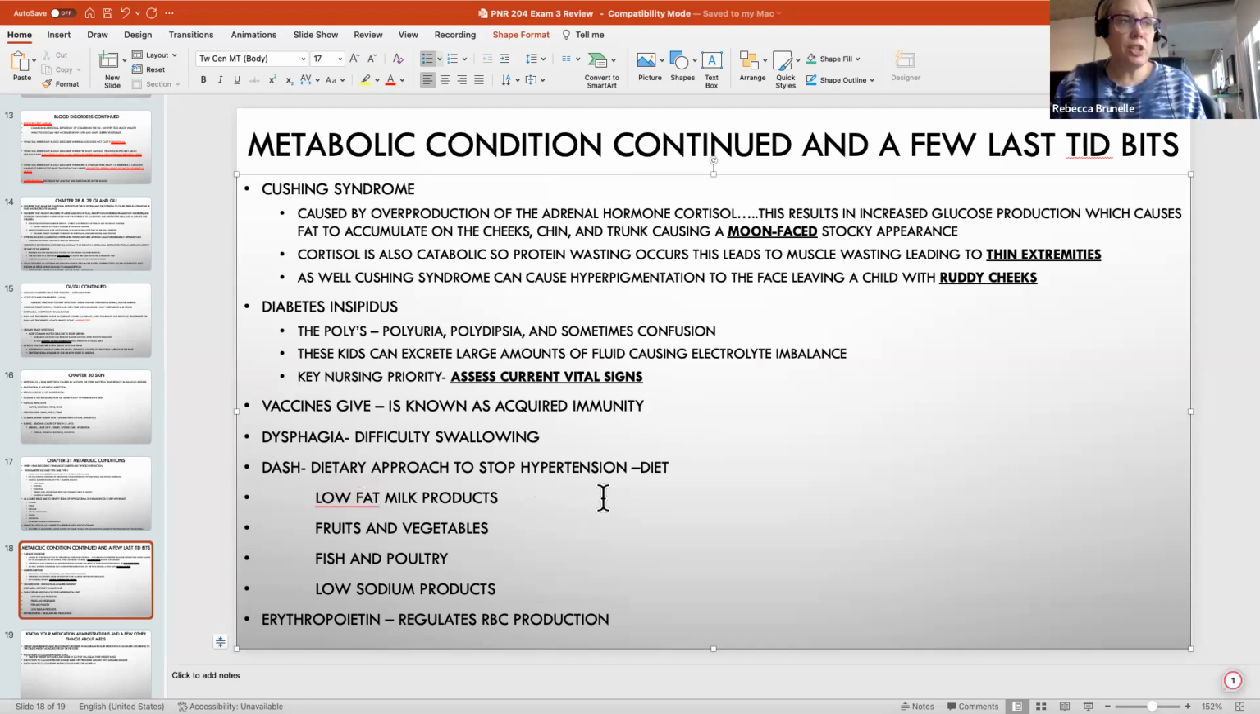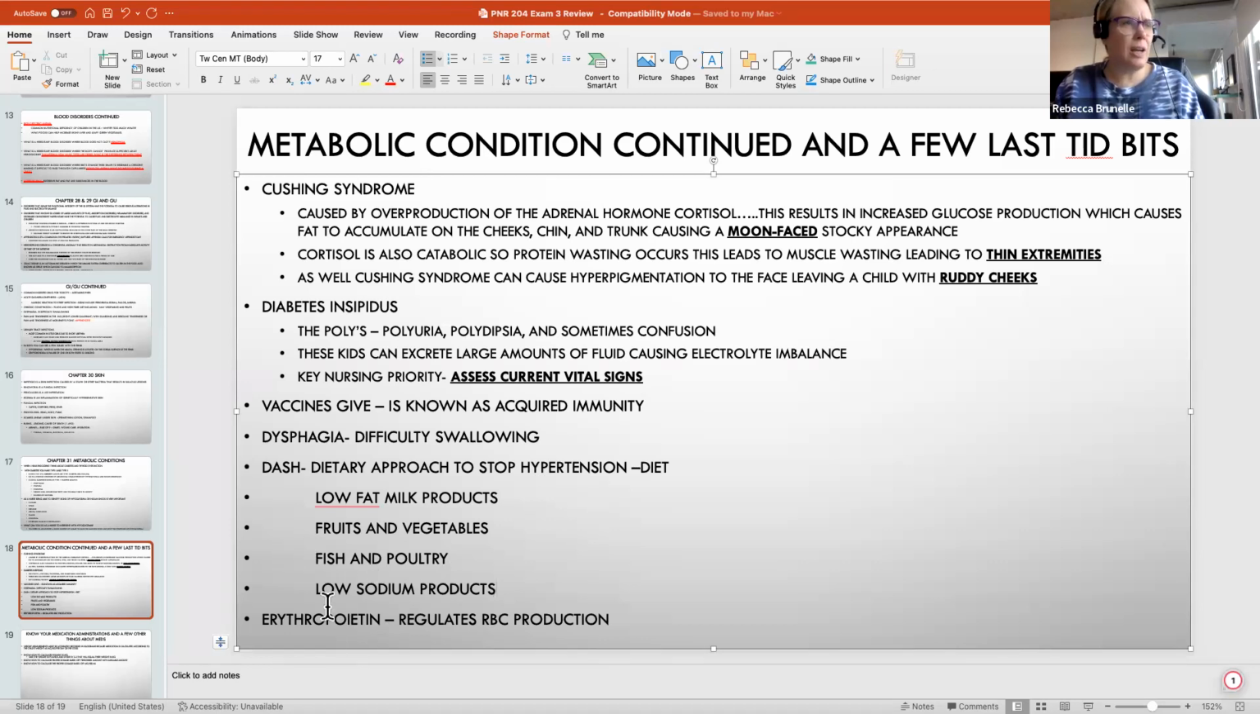The DASH diet is something that, if we had a child that had hypertension, we would start with diet and exercise modification, and a DASH diet is a good diet for lowering blood pressure. It's low fat milk products, fruits and vegetables, fish and poultry, and low sodium. These are the 4 components of the DASH diet.